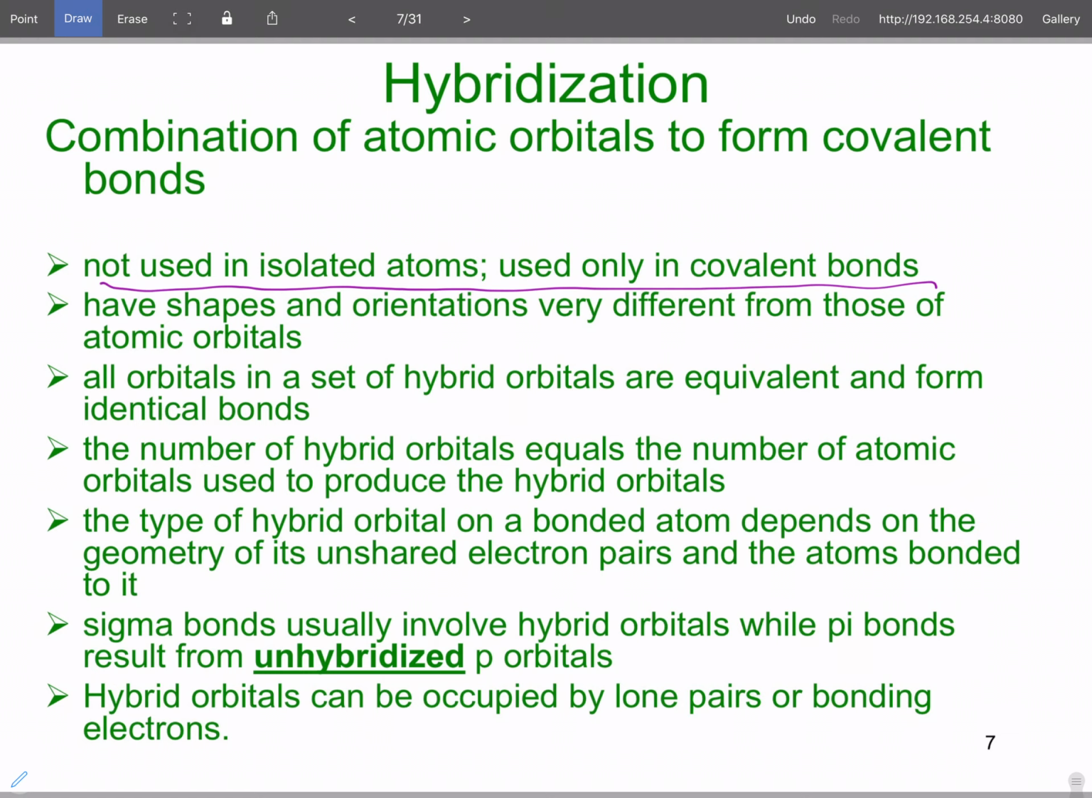Okay, hybrid orbitals have shapes and orientations that are different from those of atomic orbitals. All orbitals in a set of hybrid orbitals are equivalent and form identical bonds. I'll show you this in more detail. That's the purpose of hybridizing, because then you get the identical.